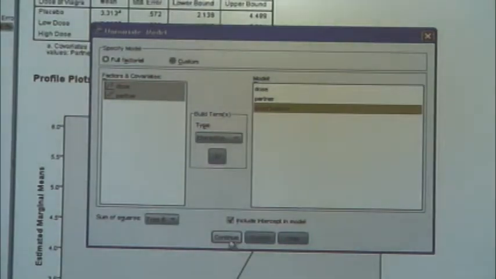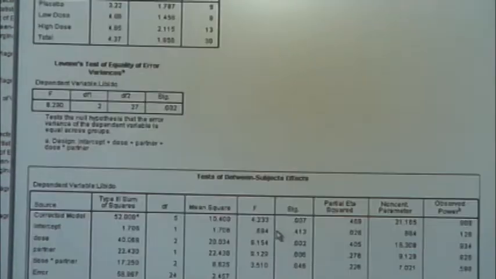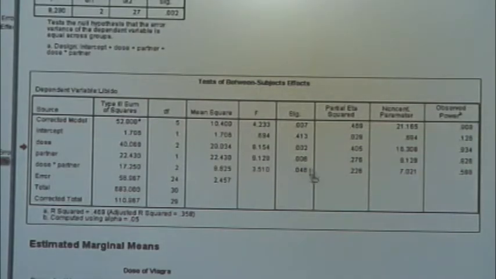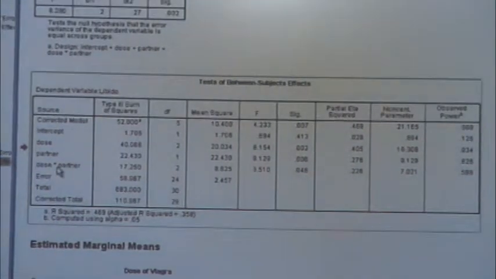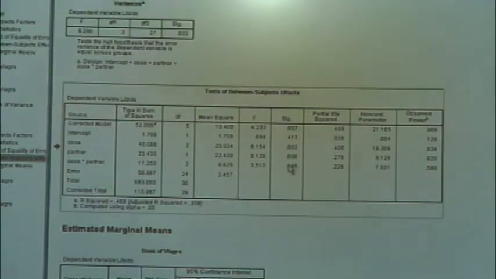So once I click continue, I think I gave you the output from that. Now you get some new output. Ignore everything else in that output except this line right here, dose by partner. And here it is significant, 0.046. See that? It's on your sheet there.